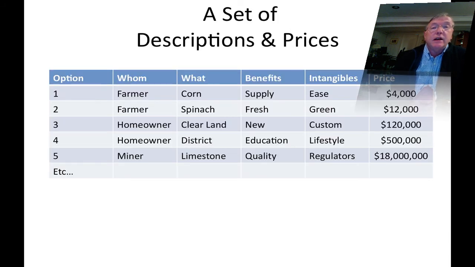You generate a variety of descriptions and prices. And here I'm showing you a matrix about one way to go about doing that for yourself. So here I have columns of whom, what, the benefits and intangibles, and always a price. And I vary these and come up with a set of options and optional descriptions that then we can take out and show them to people and ask them for each one, how many of you are likely to buy based on this description and price? And we plot those charts.